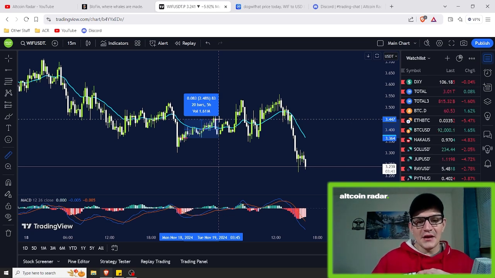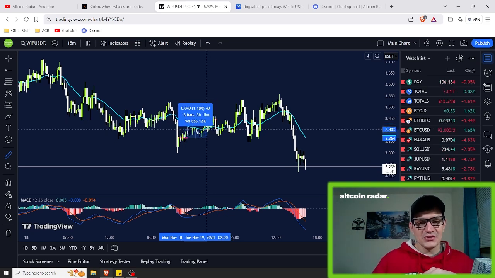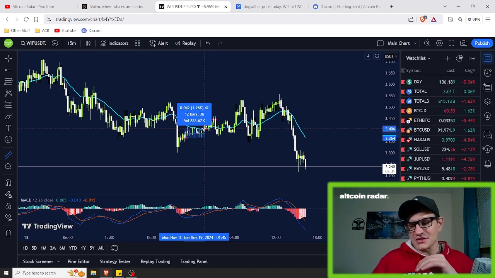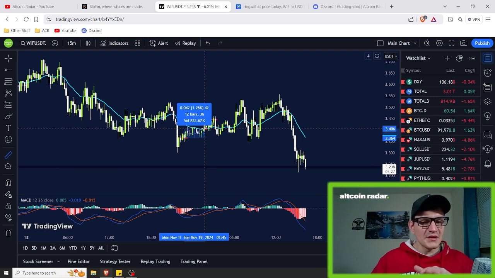Now, let's say you only traded this one small little area right here, and it didn't go higher than the 20-period EMA, you still would have profited roughly around 1.26%, which would be about 12% with 10x leverage, okay?